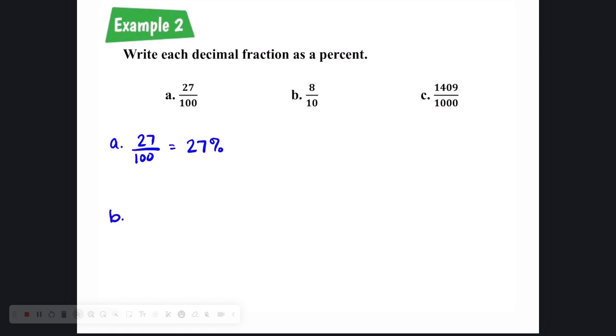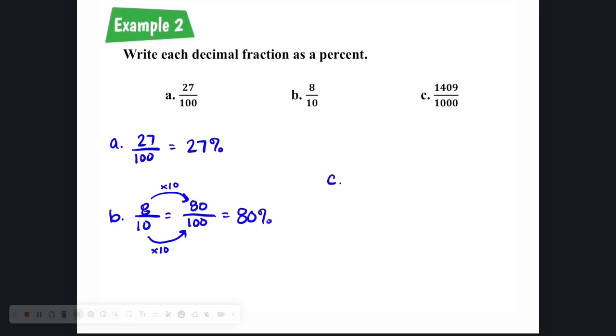Problem B, 8/10. We must convert this fraction so it is out of 100. 10 times 10 is 100. Repeat this multiplication on the top. 8 times 10 is 80. The fraction 80/100ths is the same as 80%.